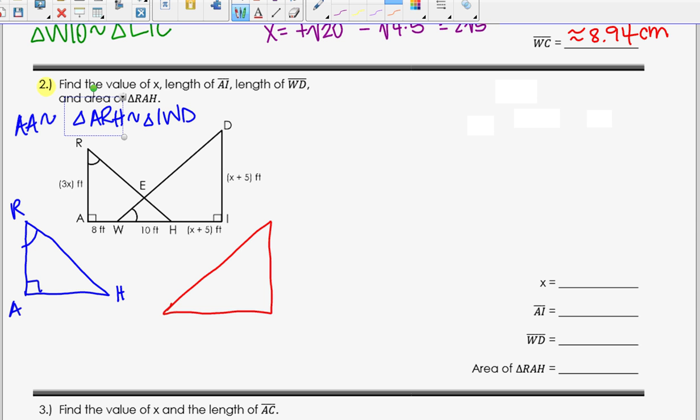And if you look at the markings here, this is 3x. Now, this bottom side from A to H, well, this distance is 8 and this distance is 10, so its total is 18.